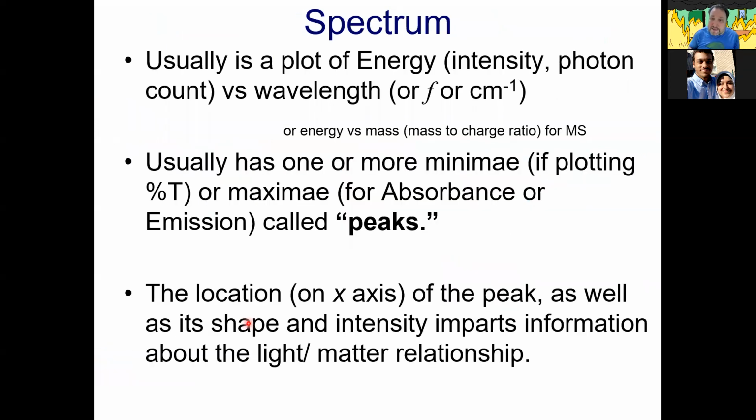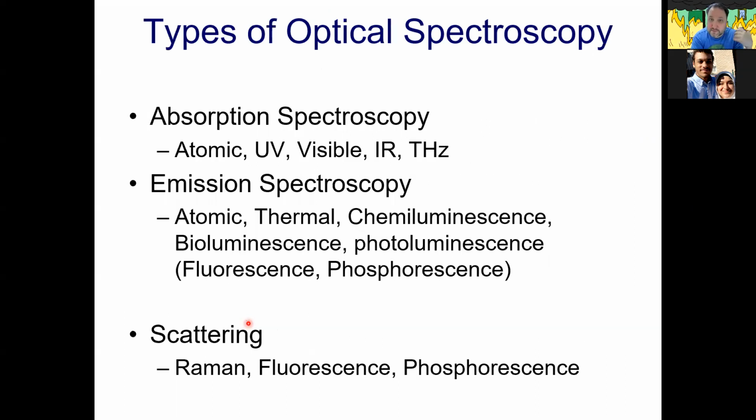So a spectrum is usually a plot of energy, such as intensity or photon count, versus wavelength, or frequency, or centimeters to the -1, or energy versus mass, or mass to charge ratio for mass spec. A spectrum is usually going to have one or more minima, if plotting %T, or maxima. So absorbance peaks or emission, they're called peaks. So we're going to call these guys peaks. The location on the x-axis of a peak, as well as its shape, is it broad, is it narrow, and its intensity, is going to impart information about that matter and light relationship.